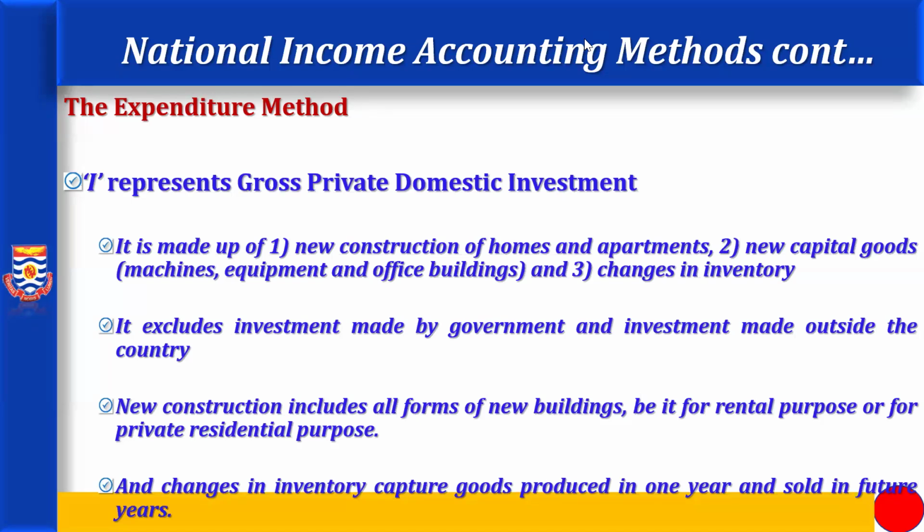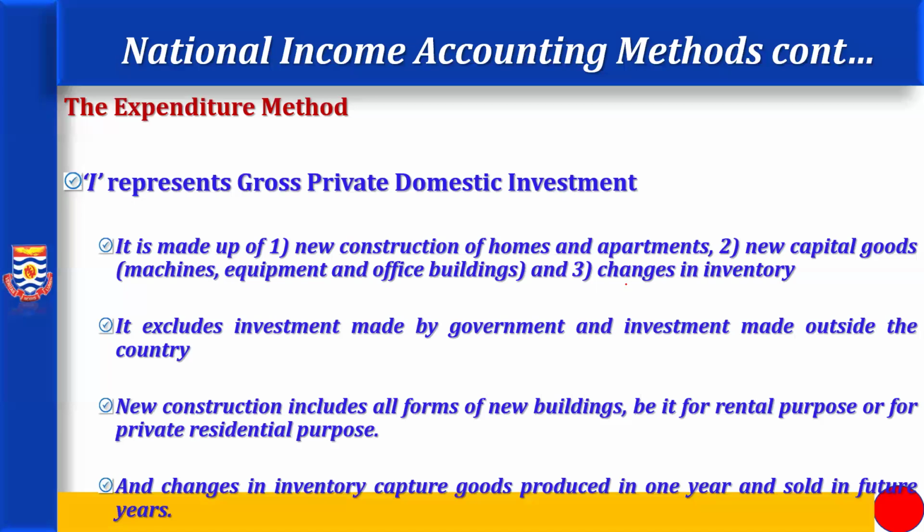Number two, new capital goods. So when firms buy machines, equipment, office buildings, office items, it's called investment expenditure.